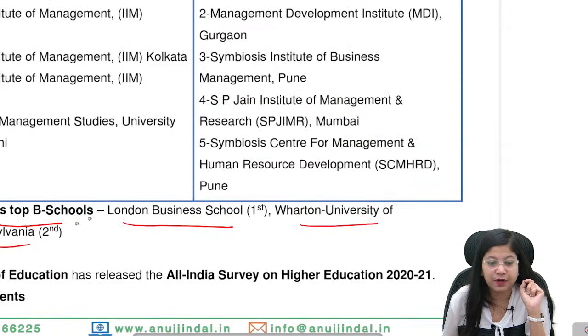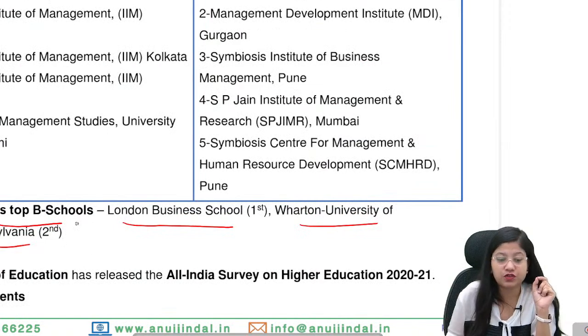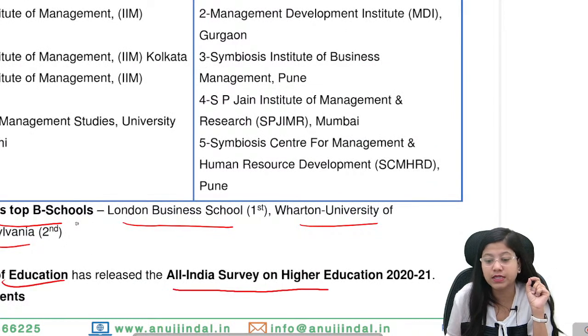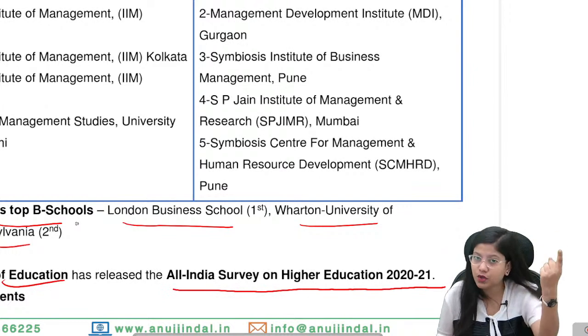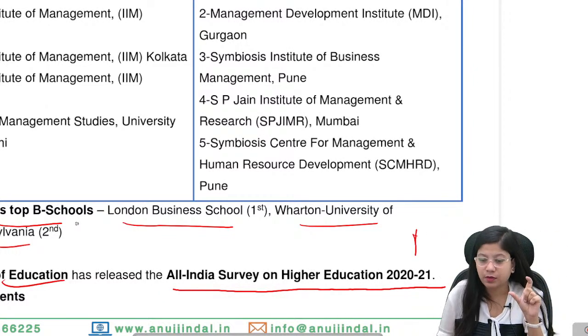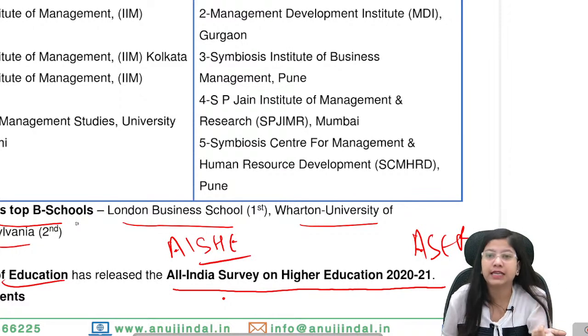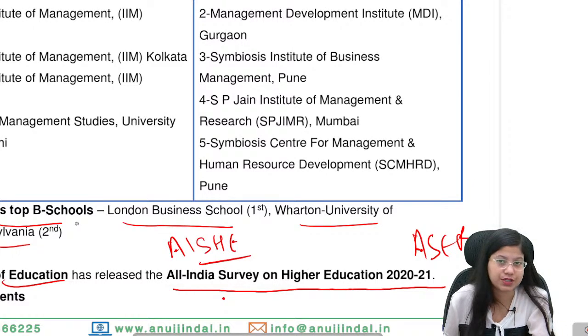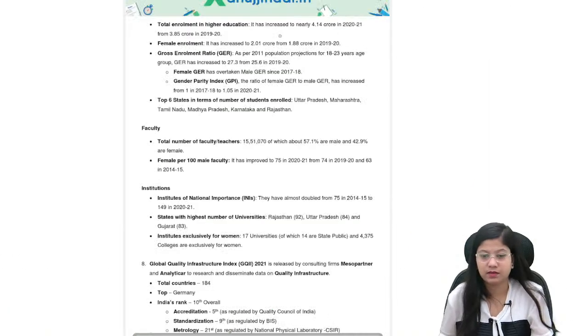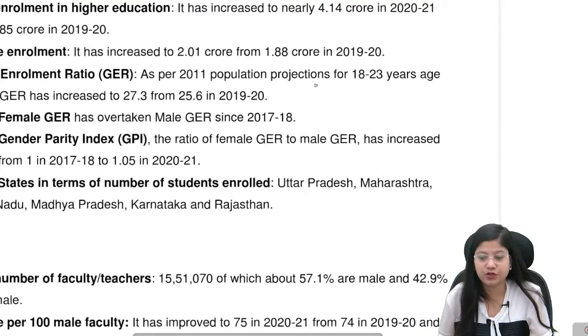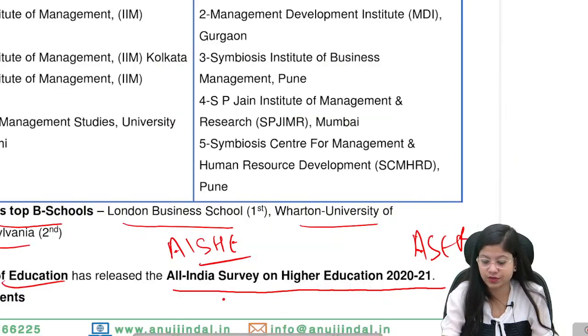Then we have another data on the education. Ministry of Education has released the All India Survey on Higher Education. That one was for the rural areas and the school education. ठीक है? ऐसा report. And this is guys All India Survey on Higher Education. This is for higher education. ठीक है? And higher education is your college, university education.